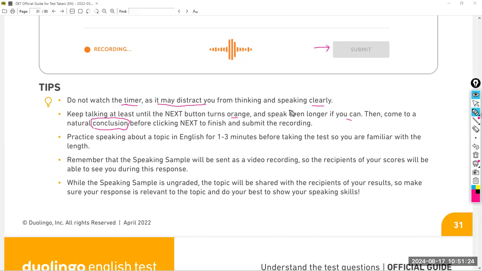So notice, guys, that this is exactly the same. I'm talking about writing, but here you have to speak. So practice speaking about a topic in English for 1 to 3 minutes before taking the test. Absolutely, you have to practice. The more you practice, the better you will be. So you are familiar with the length. I mean, you have to learn how to stick with the time.